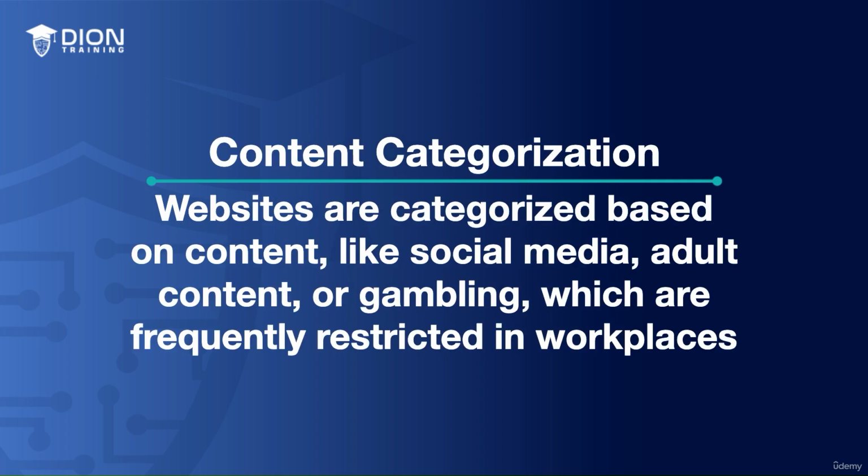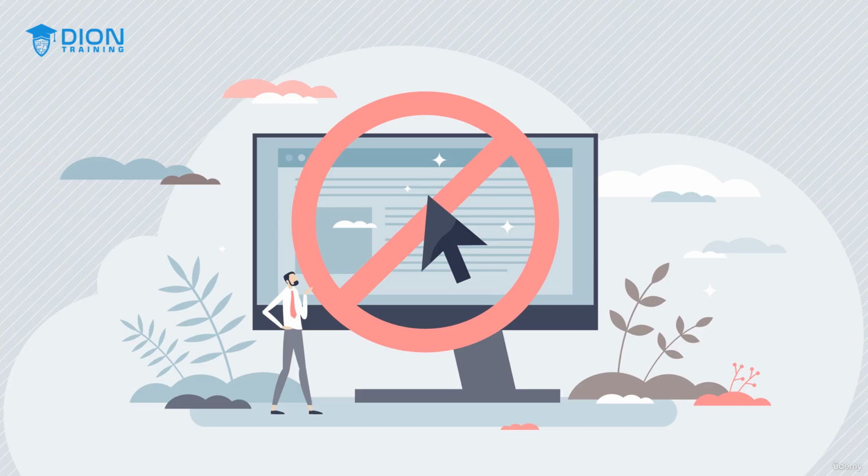Fourth, we have web filtering based on content categorization. Content categorization involves classifying websites into categories based on their content type, such as social media, adult content, gambling, or other often prohibited categories in a work-based environment. With content categorization, your organization can block or allow categories based on their own web usage policies. For example, a company might want to block pornographic or gambling websites since employees shouldn't be accessing them on company time.